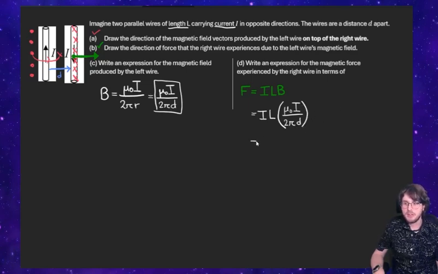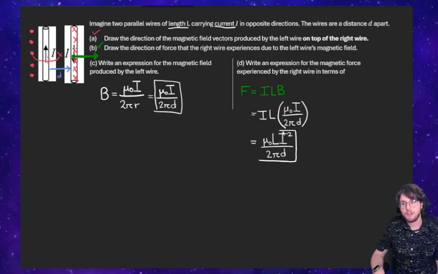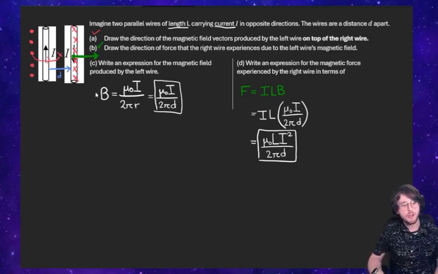Now here we can technically simplify a little bit. We can combine these currents together. And so mu naught times L times I squared divided by 2 times pi times the distance separating the wires is our final answer. If we took all of our given information and plugged it into this equation, we would instantly be able to figure out the force that one wire exerts on the other, if they're long and parallel to each other. So that's really all there is to it.